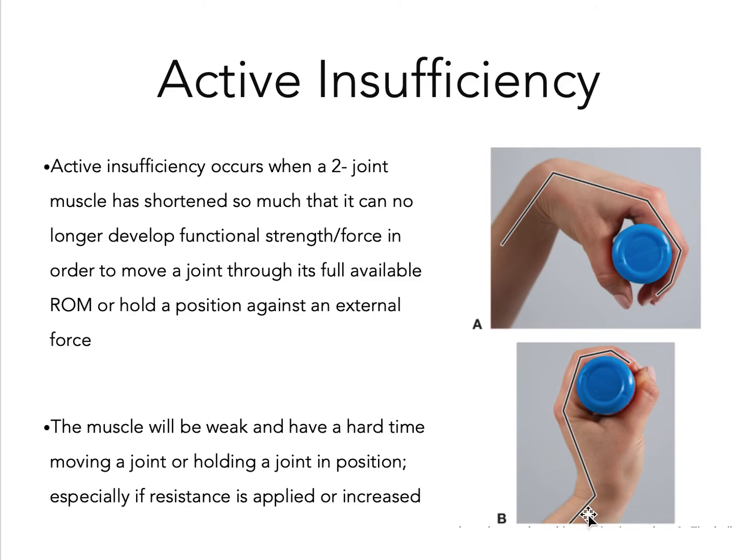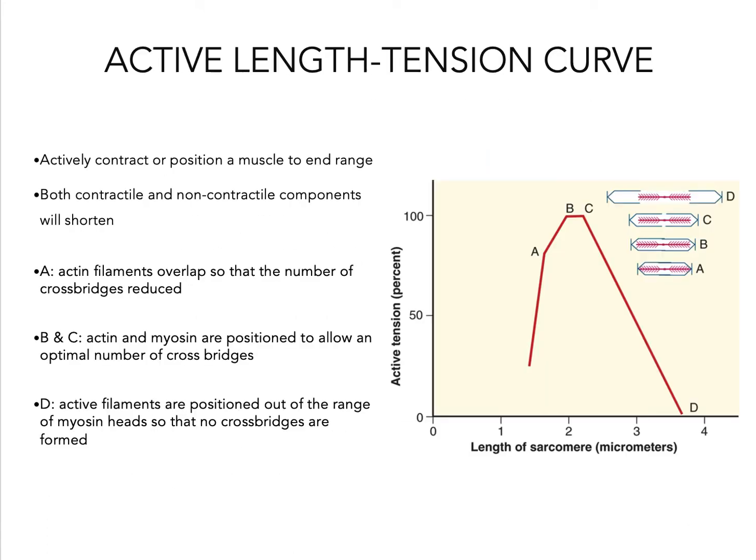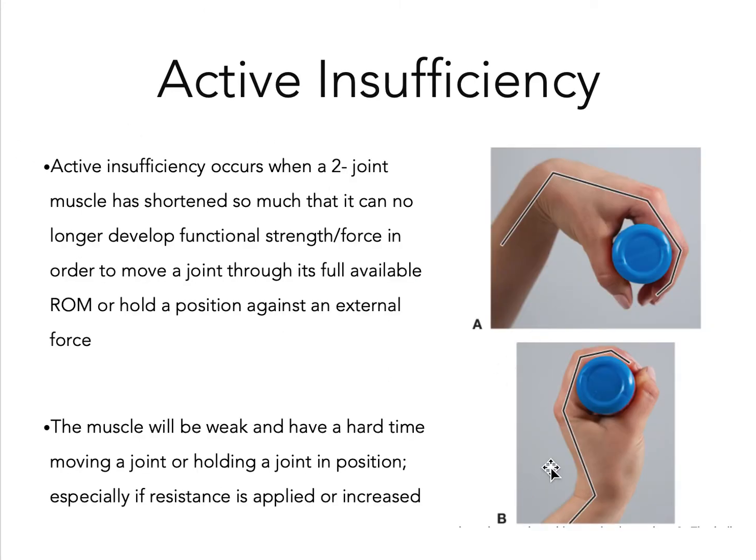So what we want to do is slightly elongate the muscle at the wrist joint in order to come back to positions B and C. So again, where's the curve? To positions B and C to be able to produce an optimal amount of force. This position B and C is demonstrated here. So slight wrist extension with finger flexion will allow more power generation through wrist flexors.